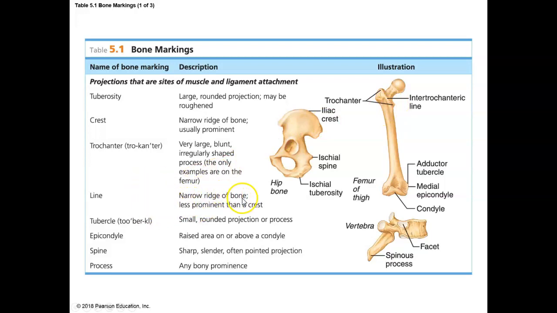Lines can be found on different bones. Linea aspera is found on the femur, but you don't see that actually on here because it doesn't show that one, sorry. Tubercles, small rounded projections. Epicondyles are raised projections typically on the lateral or medial aspect of the condyle, and it's above the condyle. The spine is a projection off the bone, and a process is just a bony prominence that sticks out of the bone. So here's the spinous process right there.